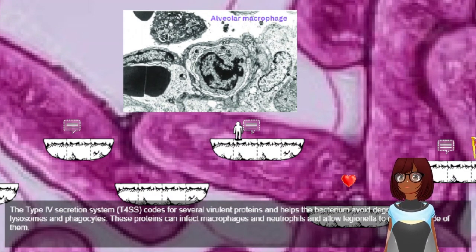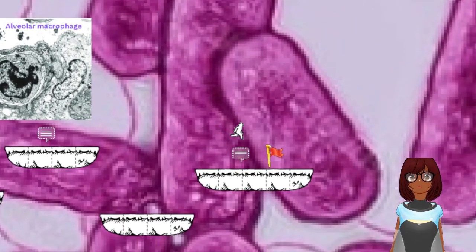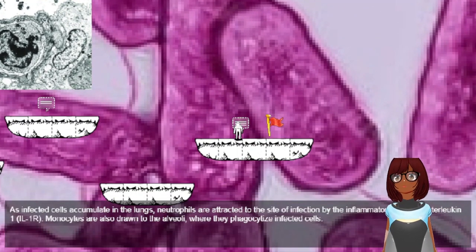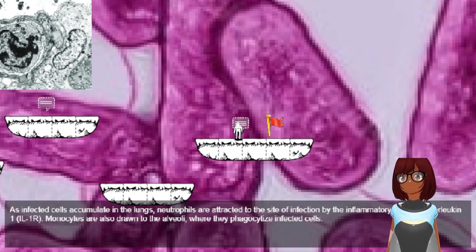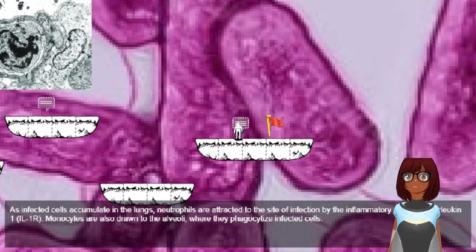The type 4 secretion system, T4SS, codes for several virulent proteins and helps the bacterium avoid degradation by lysosomes and phagocytes. These proteins can infect macrophages and neutrophils and allow Legionella to replicate inside of them. As infected cells accumulate in the lungs, neutrophils are attracted to the site of infection by the inflammatory cytokine interleukin-1. Monocytes are also drawn to the alveoli where they phagocytize infected cells. And behind us we have microscopic images of the pathogen that we are studying today.